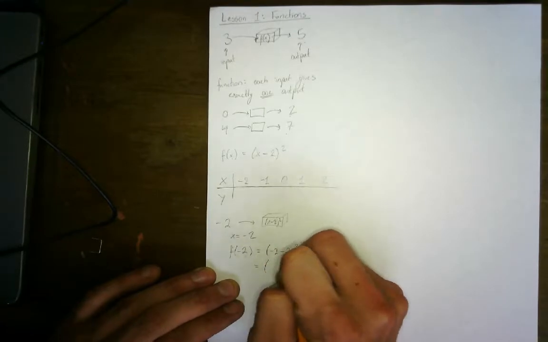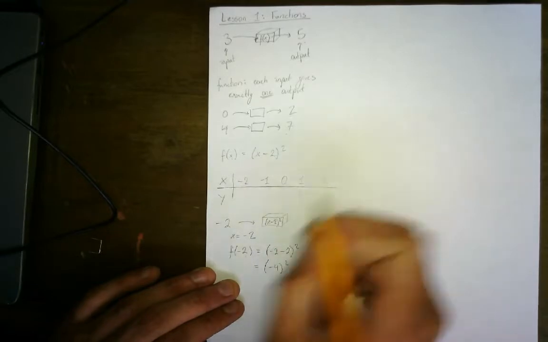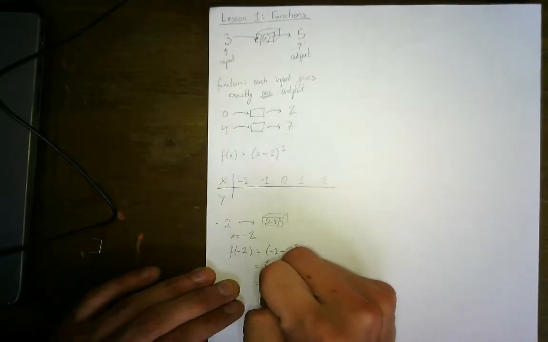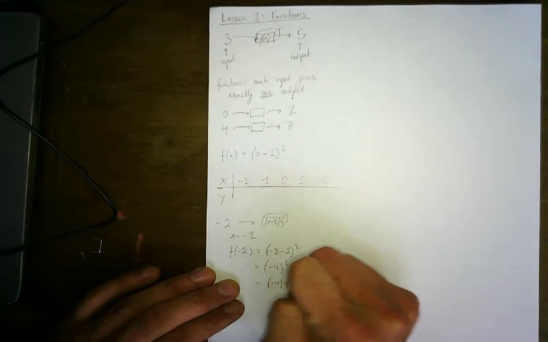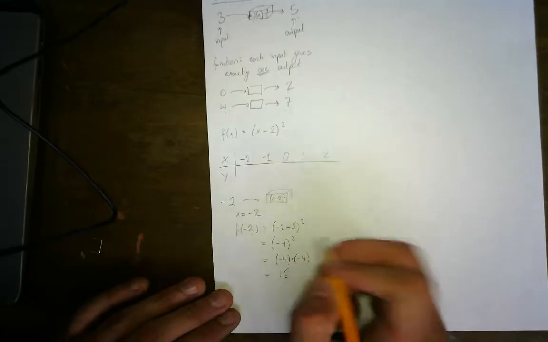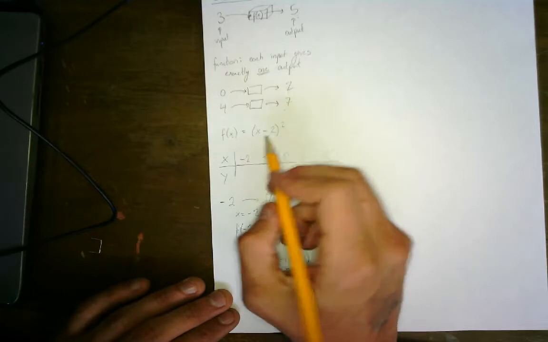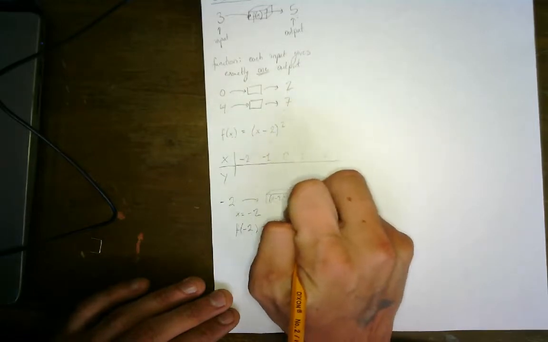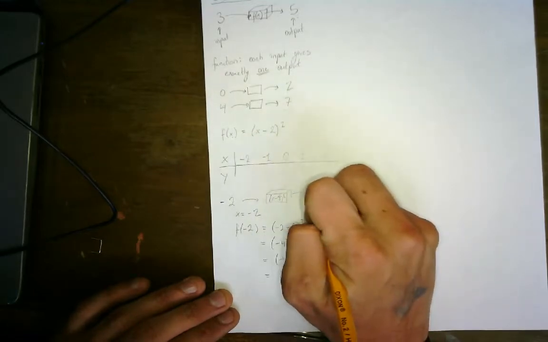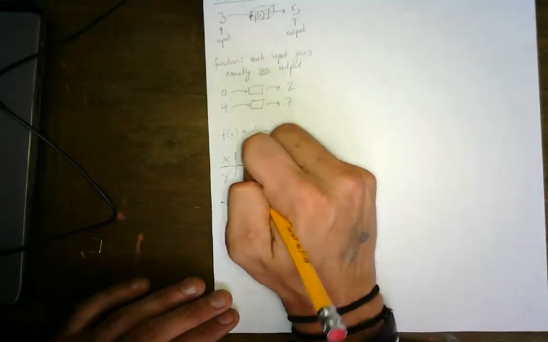-2 minus 2, remember we're going to go more negative, so -4 squared, which actually comes out to -4 times -4, which in this case is equal to 16. So when we put a -2 into this function, (x minus 2) squared, what we're going to come out with is a y value equal to 16. So that's the first part of our table.